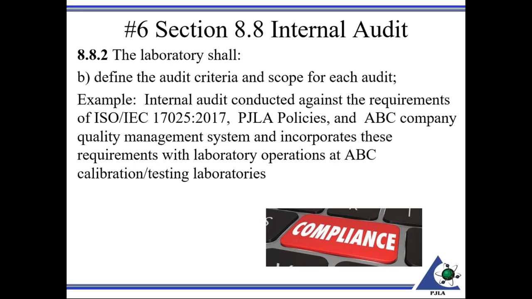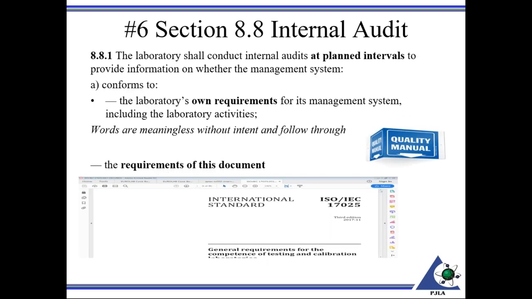Typically, if you're accredited with PJLA and you're doing an internal audit, you want to assure that internal audits conducted are against the requirements of ISO 17025:2017, applicable PJLA policies, and ABC company's own quality management system, and incorporate these requirements with laboratory operations of ABC calibration/testing laboratory. So we're doing internal audits, we define the scope, and we're looking for compliance to the standard, to applicable accreditation body policies, and to your own quality management system. If you're stating that you're complying in a certain manner, you want to go back and assure you're doing exactly what you state you're doing in order to maintain compliance.